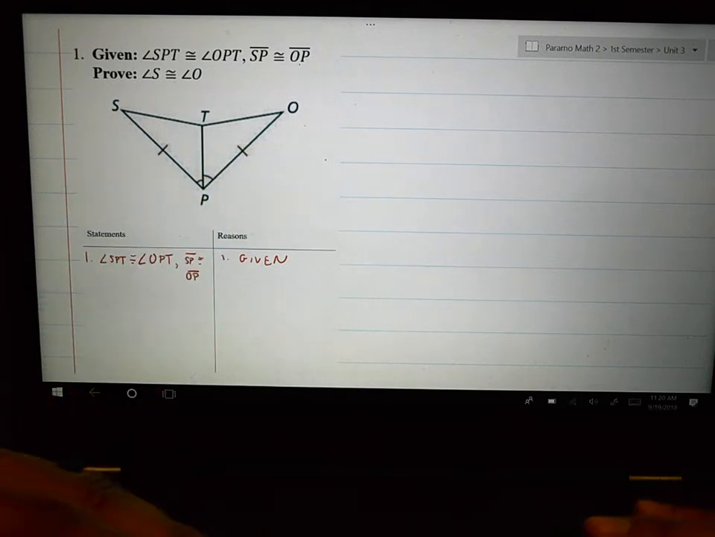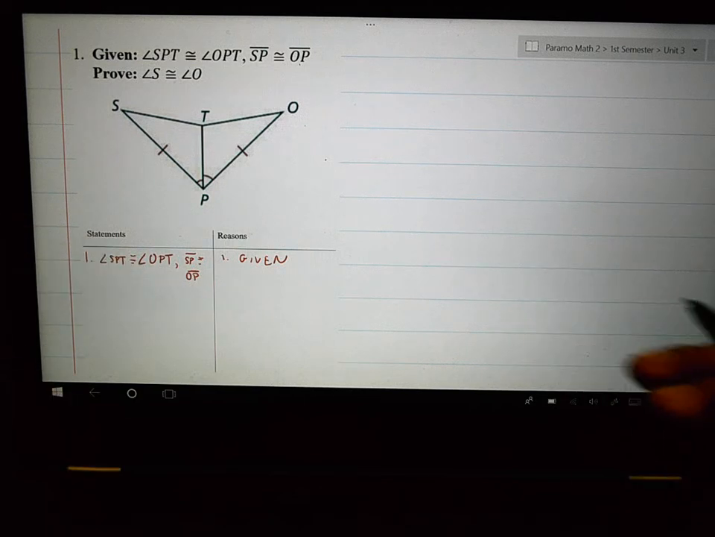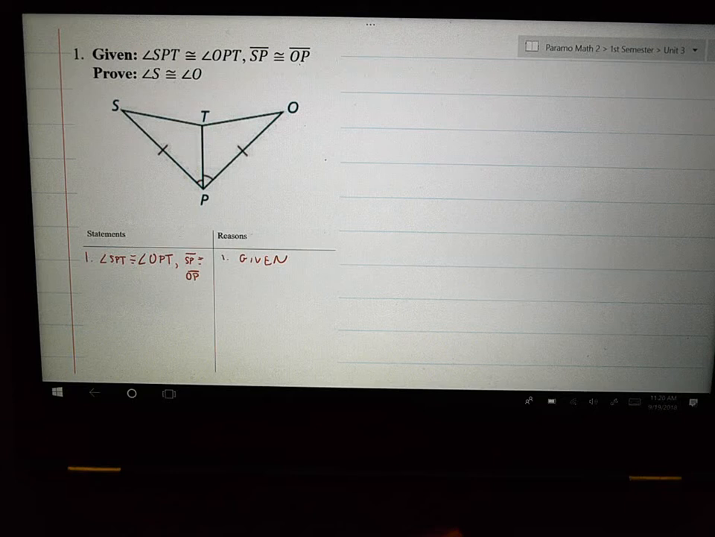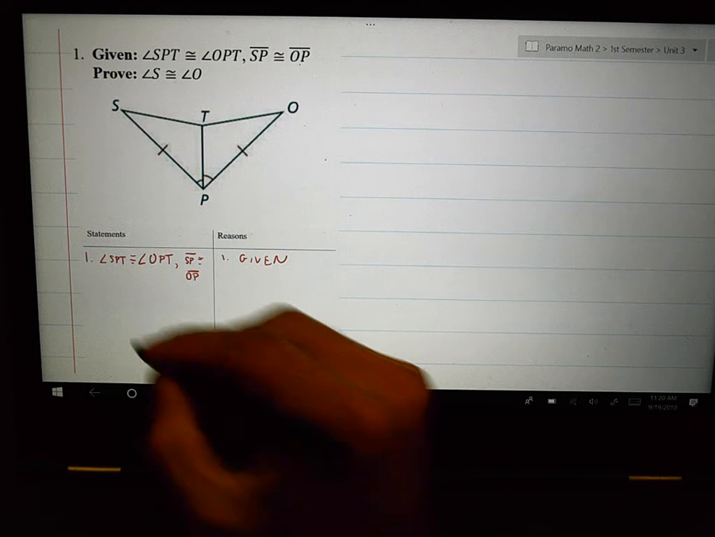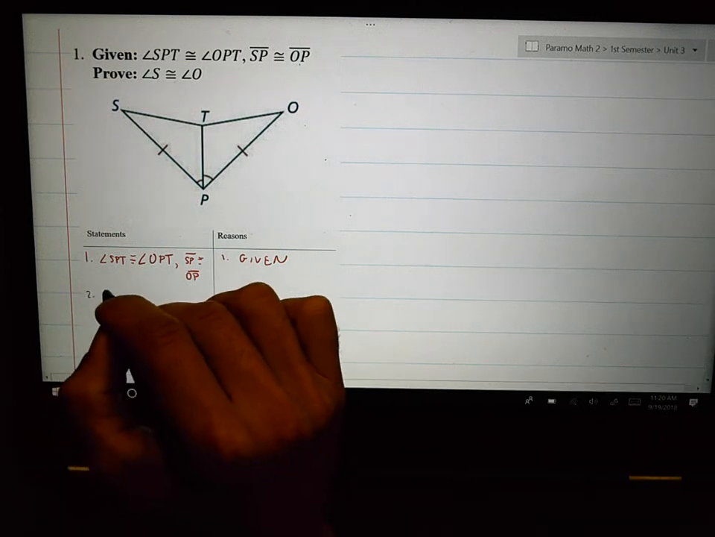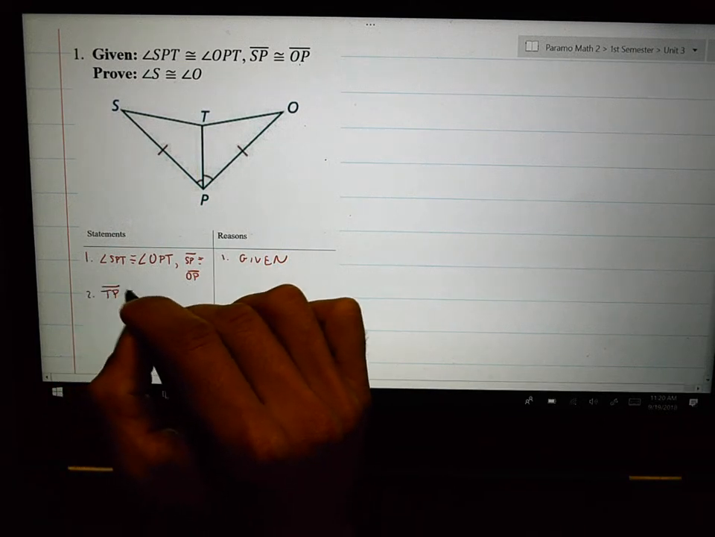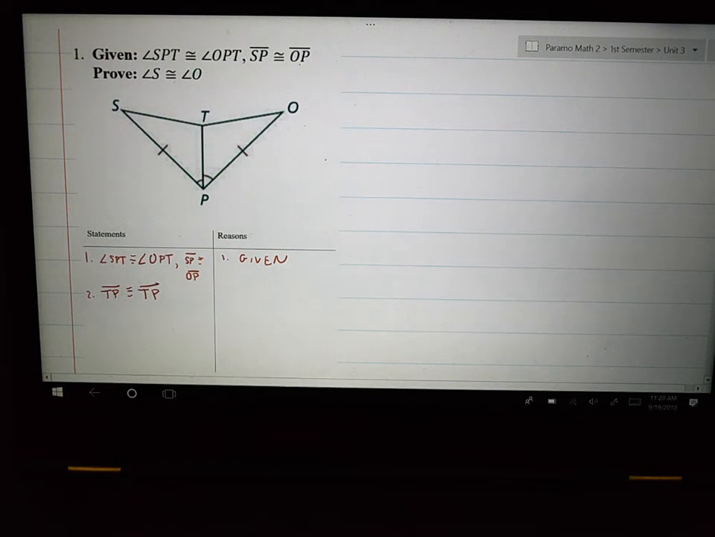We're going to have to use some property that we learned in A, B, C, D, or E, and these ones. I bet you see a side that is shared. Something that is the same in both triangles. Which two letters are the same in both triangles? Do you know? If you know, say it out loud. I heard several of you know. TP is congruent to TP. It's the same in both triangles.